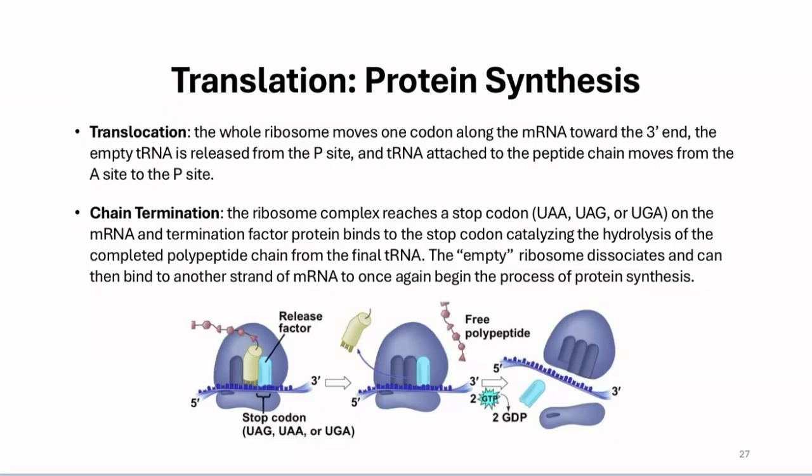Then the empty ribosome dissociates, and it can bind to another strand of mRNA and once again begin the process of protein synthesis where it's needed. We can see in this image that some of this requires energy, but the energy utilized in this process is another form of chemical energy called GTP.